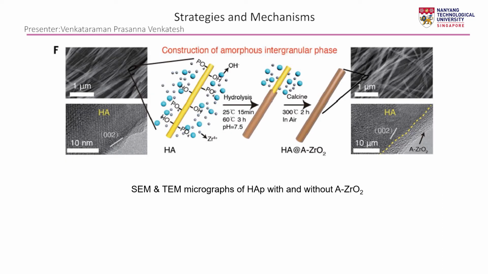So this is the SEM and TEM micrograph of HAP with and without the amorphous ZrO2 layer. It has been observed that the presence of the amorphous intergranular phase considerably influences the mechanical properties by enhancing the interface connectivity between the HAP nanowires. The AIP, the amorphous intergranular phase ZrO2, facilitates inorganic interface connection in the artificial enamel. It has also been observed that varying the ratio of organic to inorganic nanofillers also had a profound impact on the hardness and viscoelasticity of the artificial tooth enamel.